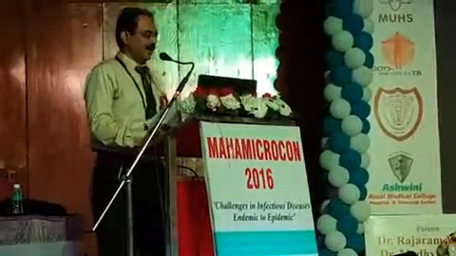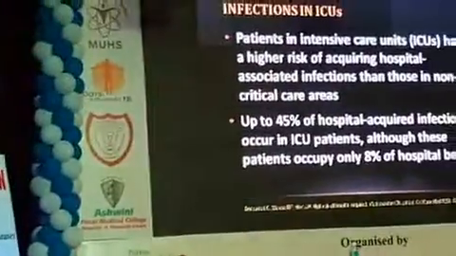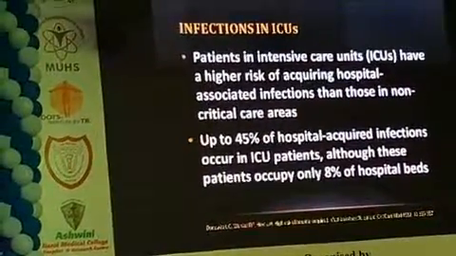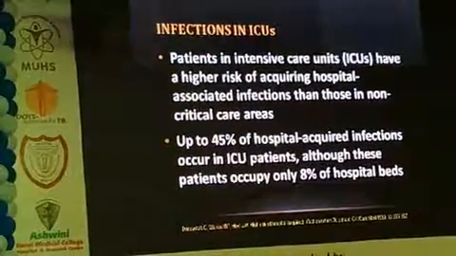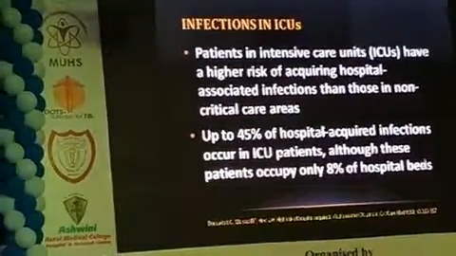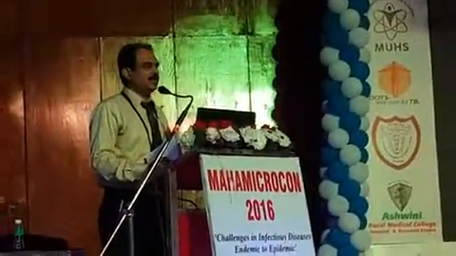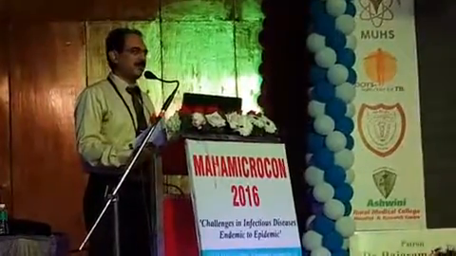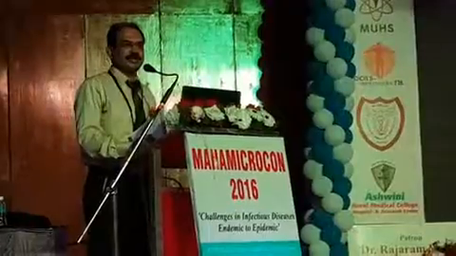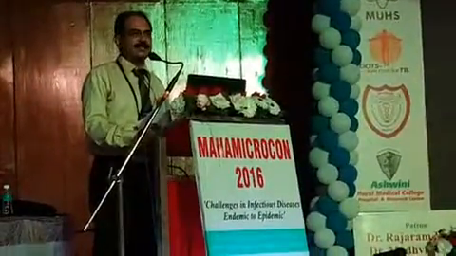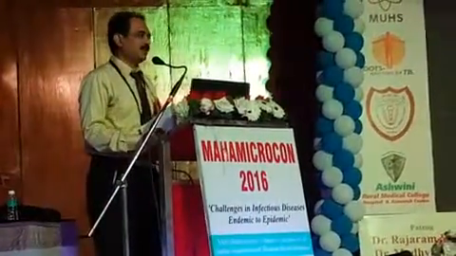Patients in intensive care units have a higher risk of acquiring hospital-associated infections than those in non-critical care areas. Up to 45% of hospital-acquired infections occur in ICUs, although these patients occupy only 8% of hospital beds. This is a very important statement, because ICUs all over the world have a bed strength of 8 to 10% at the most. Even in advanced countries, only 8 to 10% of beds are dedicated to ICUs. But the infections which occur there are extraordinarily more than what happens in a general ward.